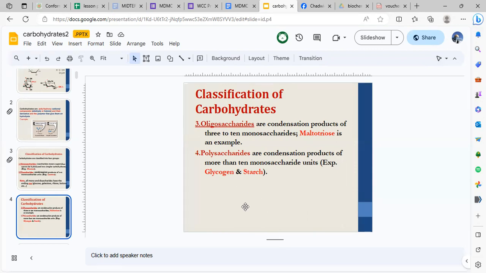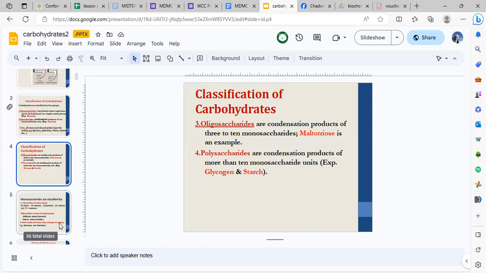So oligosaccharides are condensation products of 3 to 10 monosaccharides, while polysaccharides have more than 10 monosaccharides. Examples are starch. So these are basically units of glucose combined with one another. So you can find this in plants. In animals and in humans, we have glycogen. So these are all glucose units that we can break down in order to get the glucose which we need for cellular respiration.